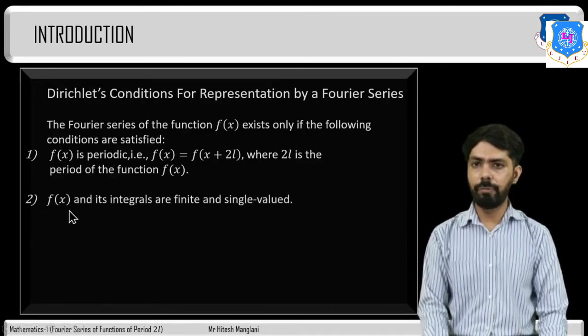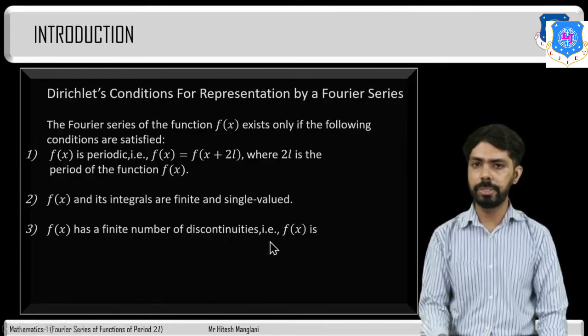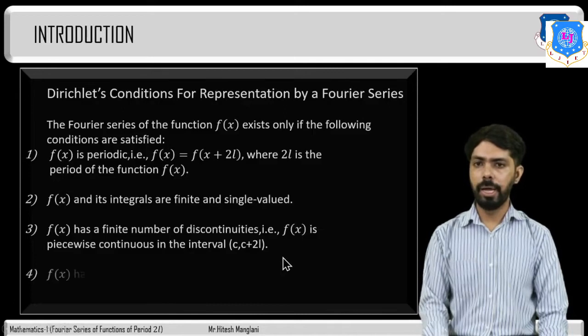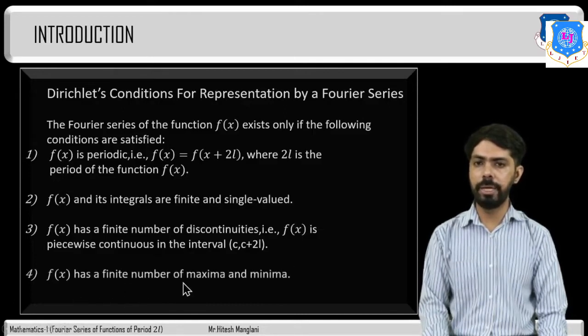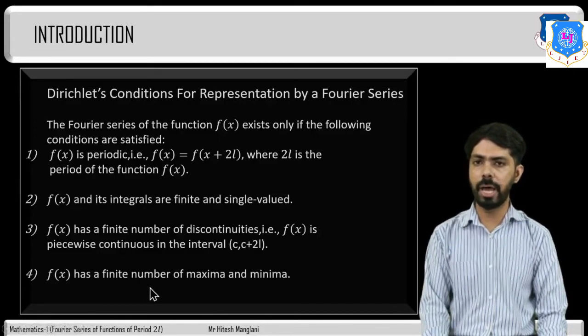What is the second condition? f of x and its integrals are finite and single valued. Third condition is f of x has a finite number of discontinuities. That is, f of x is piecewise continuous in the interval c to c plus 2l. And fourth condition is f of x has a finite number of maxima and minima. So these four conditions are called Dirichlet's conditions. And if these four conditions are satisfied, then and only then we can find the Fourier series of the function f of x.